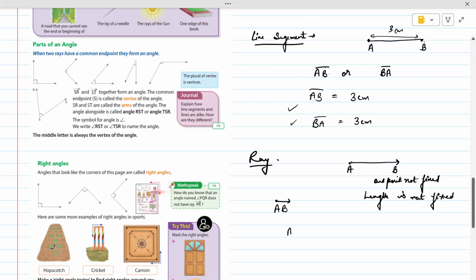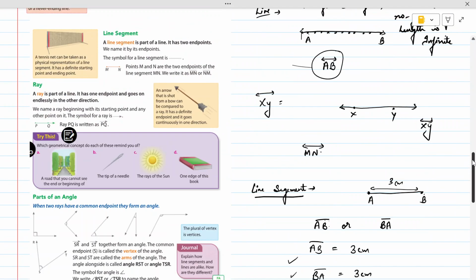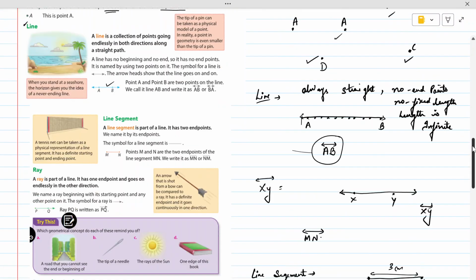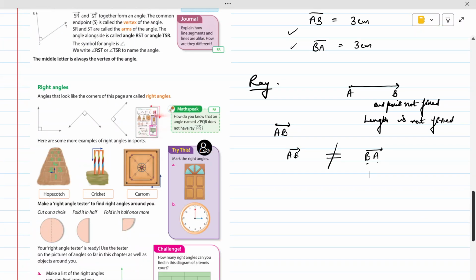Now see here, AB bar is not equal to BA bar. Why? Because when we see this, B is not the starting point. This would mean that B is the starting point and it is going endlessly in the direction of A, which is not true. So when we write the reverse of it, they will never be equal. So now kids, you know what is a point, a line segment and a ray.